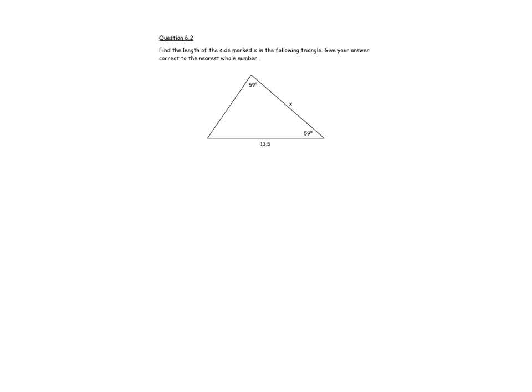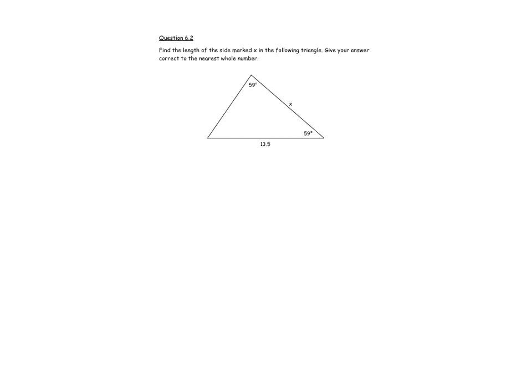Question 6.2 says, find the length of the side marked X in the following triangle. Give your answer correct to the nearest whole number. So again, we look at this triangle and we can see that it's not a right angle triangle. There's no angle in it that's 90 degrees, so we can't use Pythagoras' theorem or SOHCAHTOA. We're going to use the sine rule.